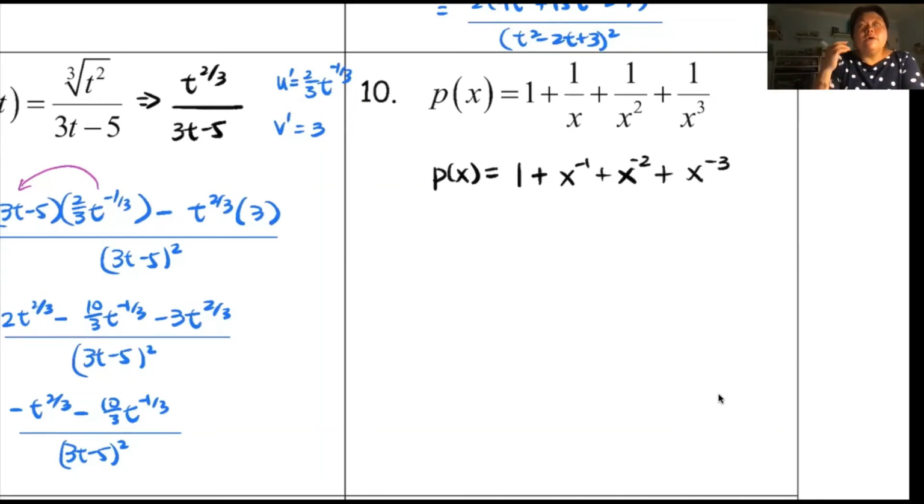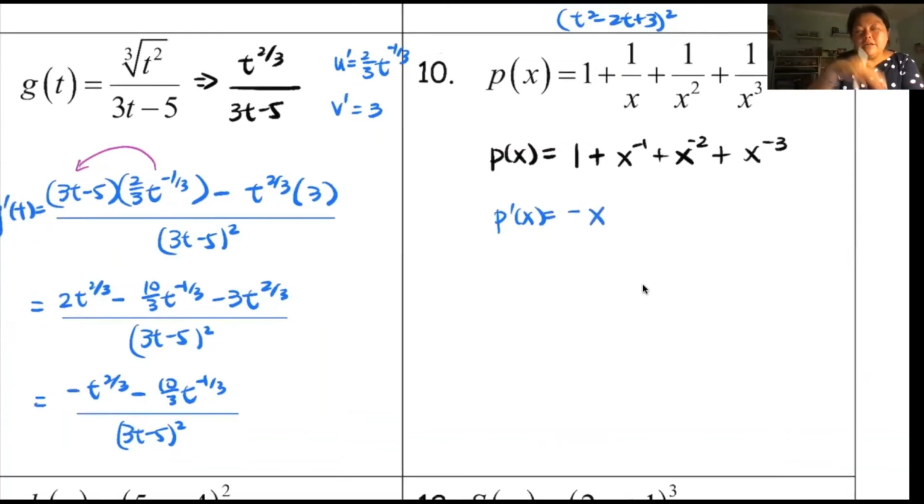Rewritten it like this. So again, rewrite your roots, rewrite your negative exponents, rewrite your fractions as negative exponents. Makes it a lot easier to take the derivative. All right, so p prime of x now, the first term is gone. Bring down the negative 1, so negative x, and then make sure you subtract 1 from your power. So negative 1 minus 1 becomes negative 2, right? Same thing, bring down a negative 2, and then subtract 1 from the power, it gives negative 3. Bring down negative 3, x to negative 4.